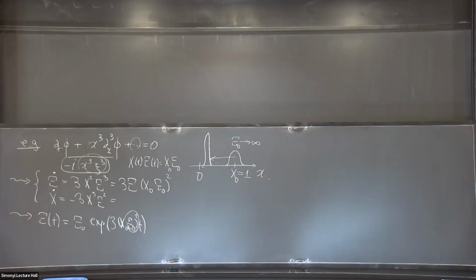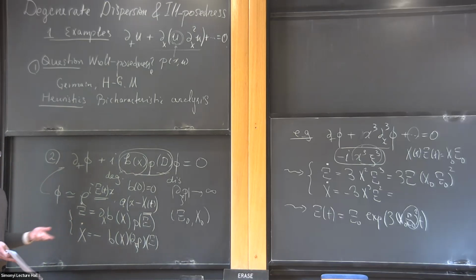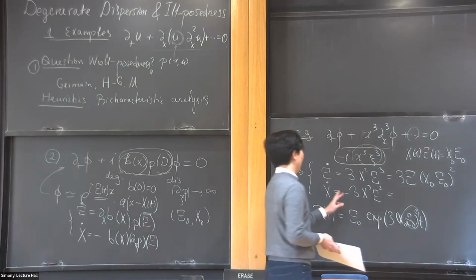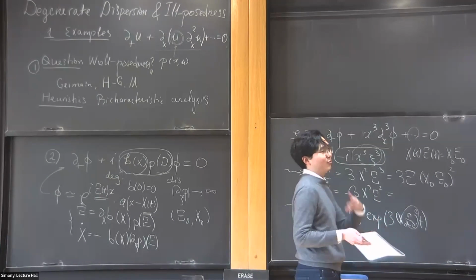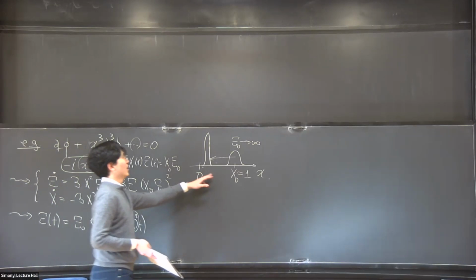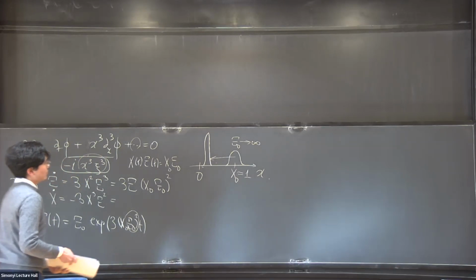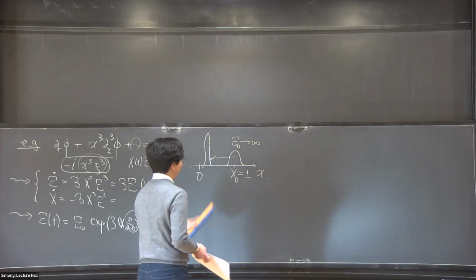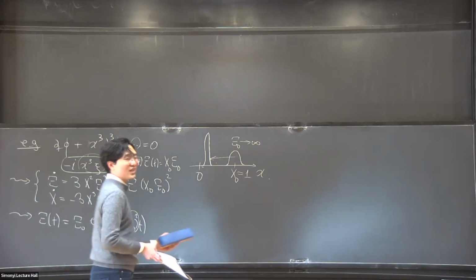Okay, so the main question is the following. How do we really make this precise, construct the solution with X and C localized for a reasonably long time in which this behavior is actually observed? Okay. And we will come back to this question, but this is just the picture. Okay. Any questions?